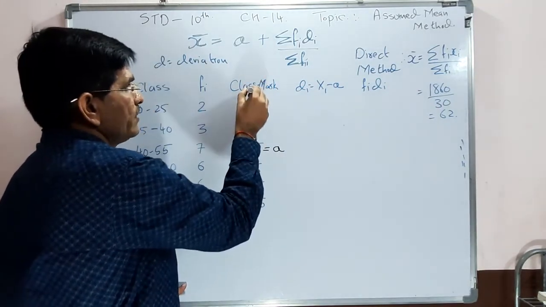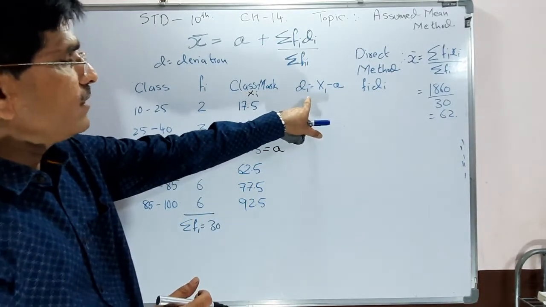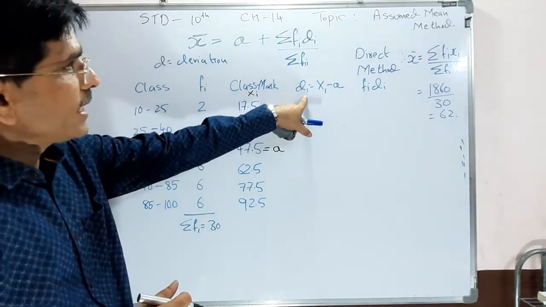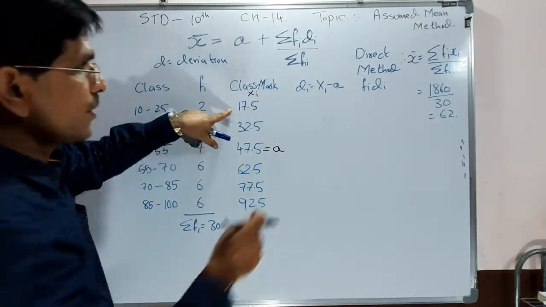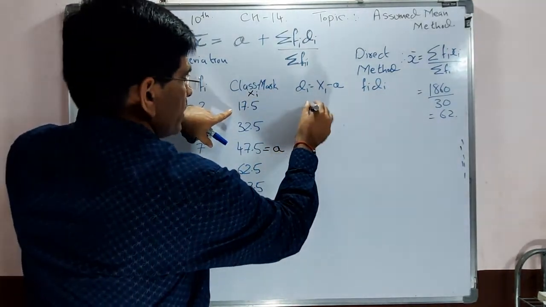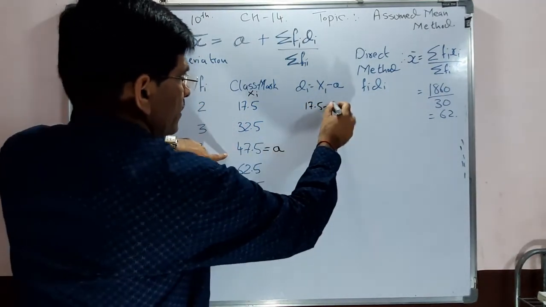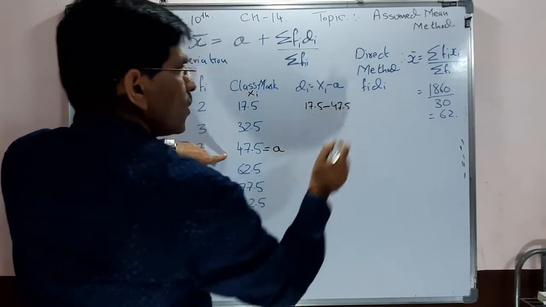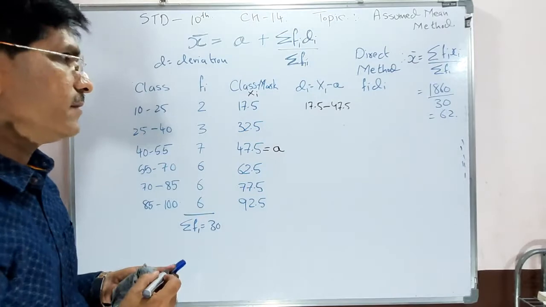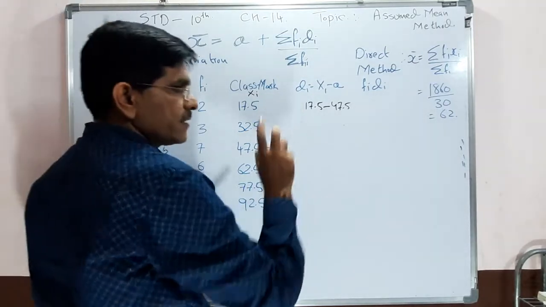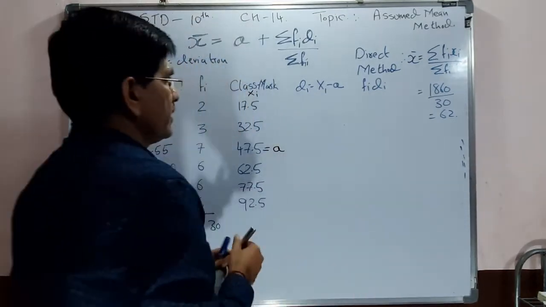Here these are all xi, we know. Now how will I find di first? di is equal to xi minus a. What is xi? 17.5. So 17.5 minus 47.5. What answer will you get? 17.5 minus 47.5 is minus 30. So I have to write minus 30 right here.